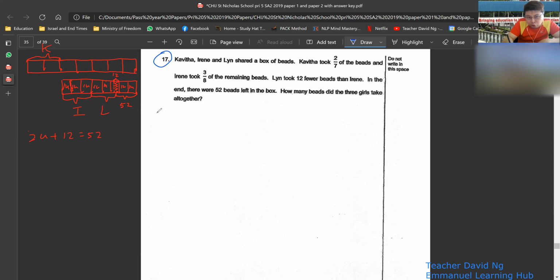Because it's through model drawing that you know that 2 units plus 12 is 52. Without model drawing, you won't know 2 units plus 12 is 52. Very hard to see. Okay, you know 1 unit is 20. So 1 unit is 20, right?